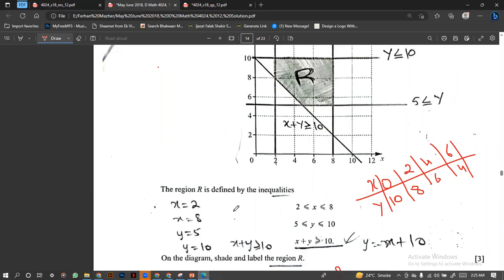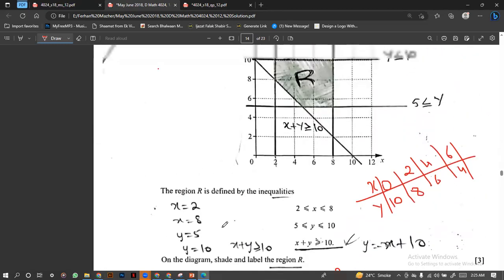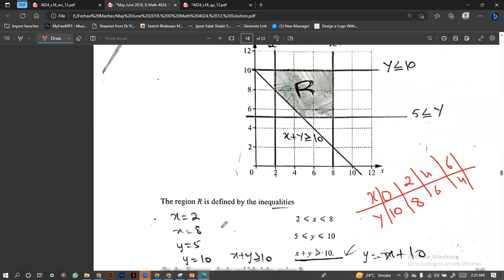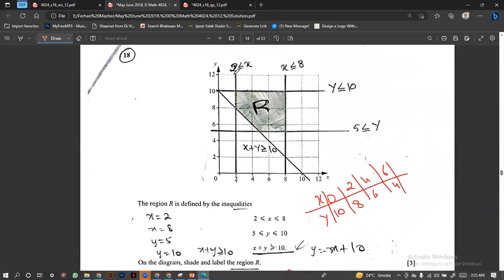Now, their question is on the diagram, shade and label the region R. Okay. So we are going to do that. And because the x is more than 2, so what will happen? The x is more than 2. So in this line, we will remain on the right side of this. X is less than or equals to 8. So from this line, I will remain on the left side. Here it says the y is greater than and equals to 5. So I will remain above this line. This line says y is equals to and less than 10. So I will remain below this line.